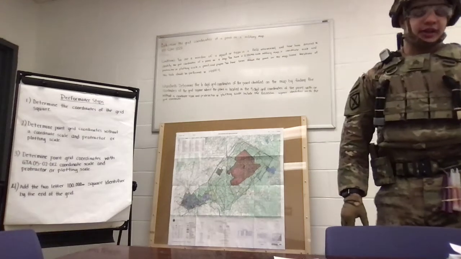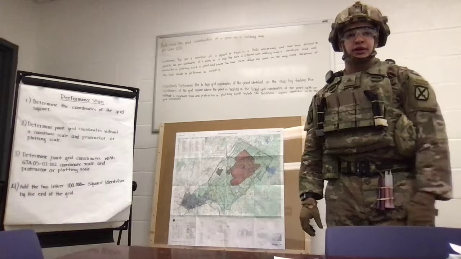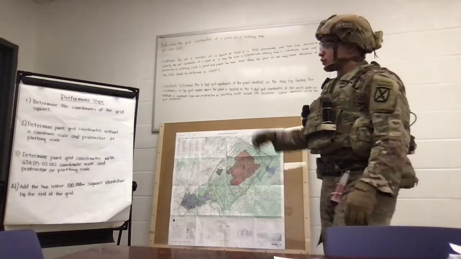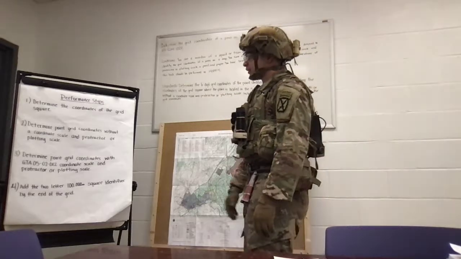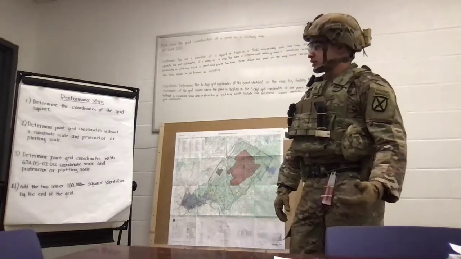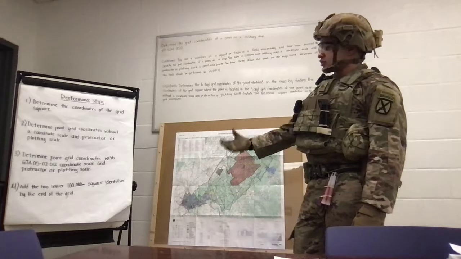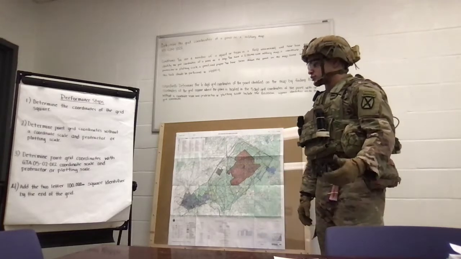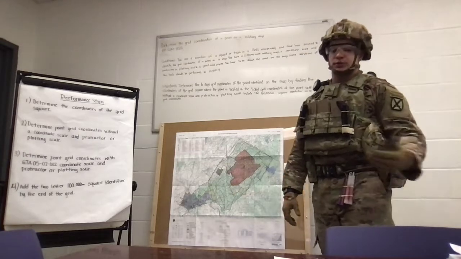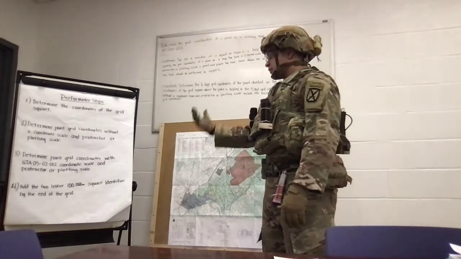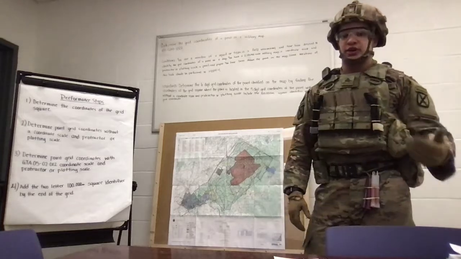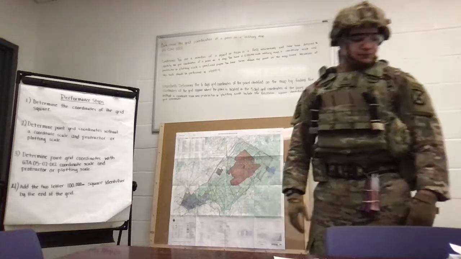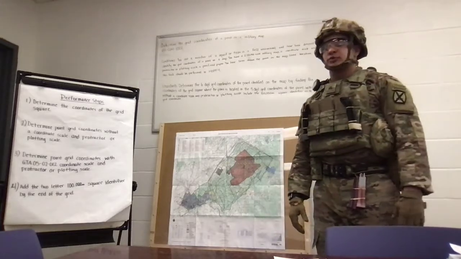Okay, real quick, I just need an AAR. I need what was supposed to happen, what did happen, 3 sustains and 3 improvements. So what we were supposed to do is to determine the coordinates of a grid square, determine point grid coordinates without a coordinate scale and protractor or plotting scale, determine point grid coordinates with a coordinate scale and protractor or plotting scale, and add the 2-letter 100,000 meter square identifier by the end of the grid. That was supposed to happen. What did happen is that we determined the coordinate grids using a protractor, without using a protractor, and also adding the 100,000 meter square identifier at the end. Now I just need 3 sustains and 3 improvements.